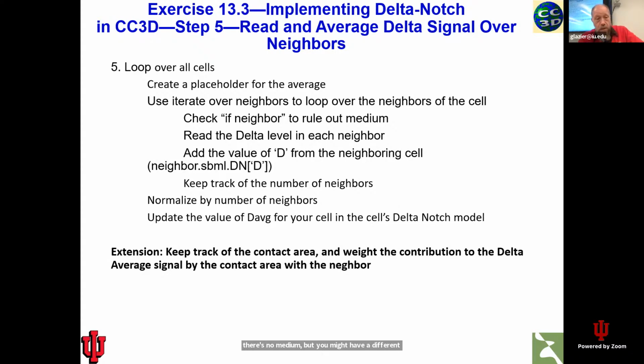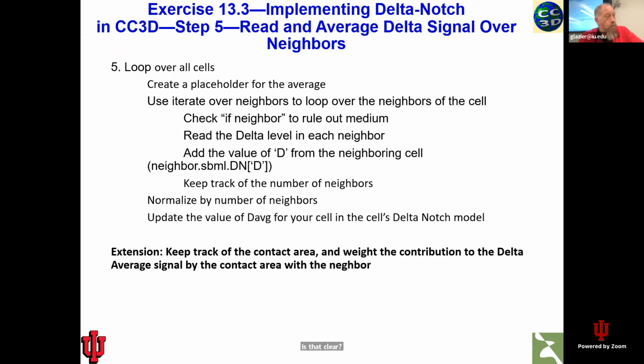If neighbor, we read the value of delta from the neighbor. We add that value to our placeholder. We keep track of the number of neighbors. When we're done with our loop, we divide the total by the number of neighbors. You'd better check that the number of neighbors isn't 0, so you don't divide by 0. And then we overwrite the value in our current cell of D average with that average read from the neighbors.